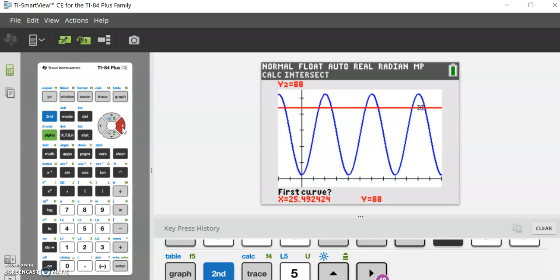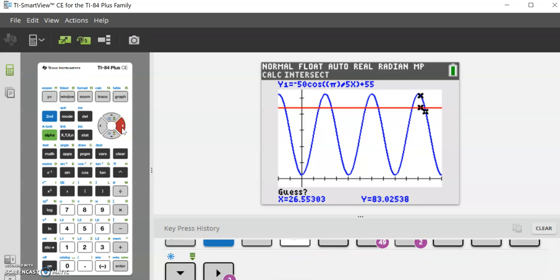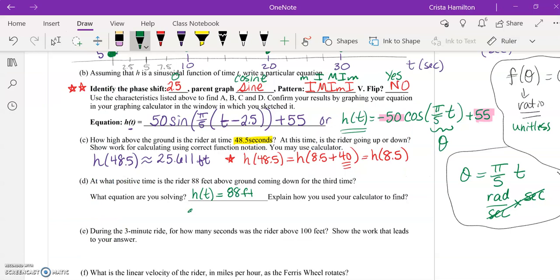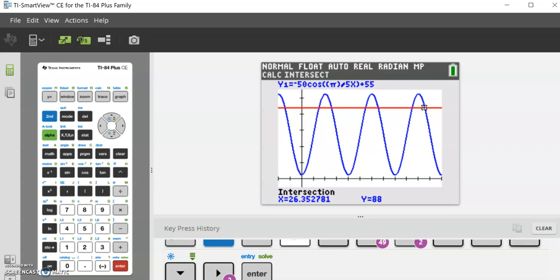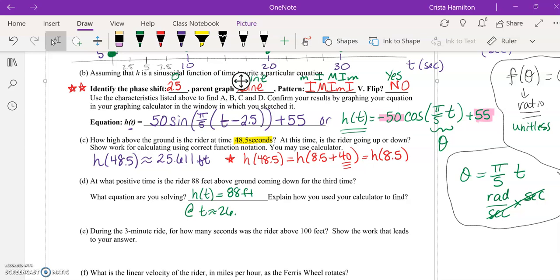You have to be close to it. So here's the first curve, and I try to get closer to it. Hit enter. Now I'm on the second curve. Hit enter. And now I'm pretty close, so I'm just going to try to get to where it is and hit enter for my guess. And 26.353. At t approximately 26.353, and that is seconds. So that's one way that we could do this problem. We could graph y2 equals 88 feet and do second calc intersect.